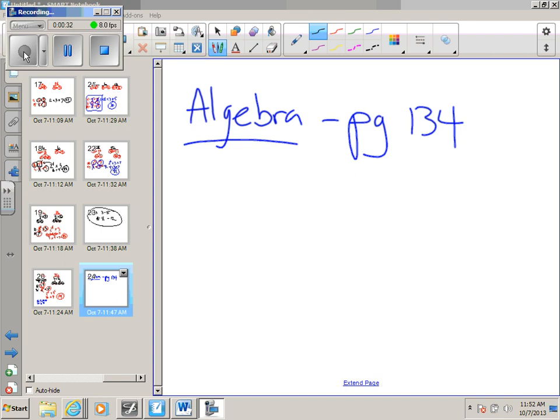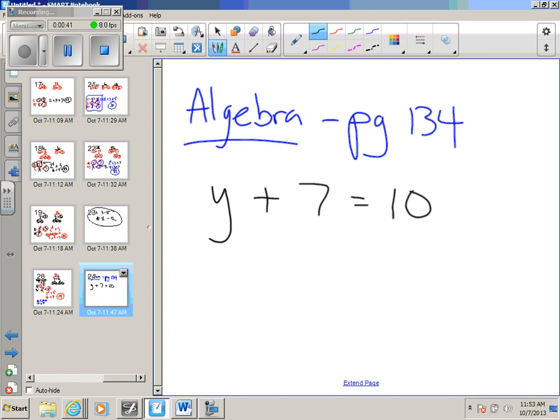One-step equations. So if you saw an equation that was y plus 7 equals 10, what would you do to solve for y? Catherine. How about from where? Mark. Thank you. Y equals 3.